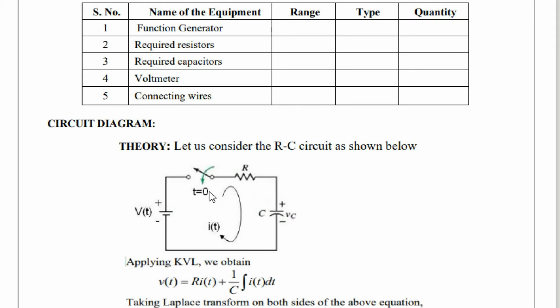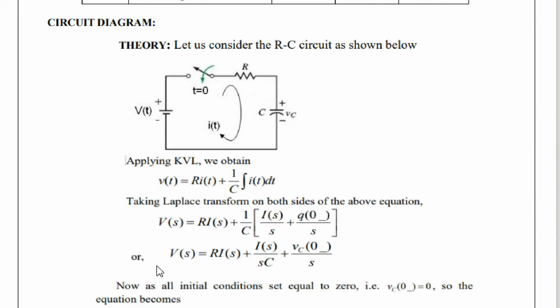This is a switch. T of 0 minus is just before switching the switch, and T of 0 plus is just after switching, that is closing the switch. By applying KVL we obtain that the source voltage is equal to the sum of the voltage drops. So V of t is the source voltage. V of t equals R into I of t plus the voltage across the capacitor, which is 1 by C into the integral of I of t dt.